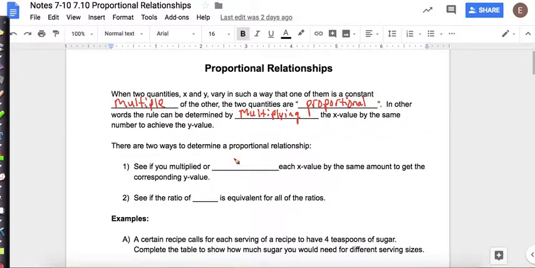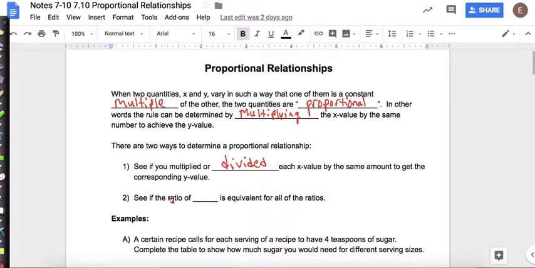Now, there are two ways to determine a proportional relationship. See if you multiplied or divided each x value by the same amount to get the corresponding y value. But remember, when we talked about a division pattern, we said we can also represent it as a multiplication by using a fraction. So remember, if the pattern is divide by 2, we can multiply by 1/2. If it's divide by 4, we can multiply by 1/4. If it's divided by 3, we can multiply by 1/3, and so on and so forth.